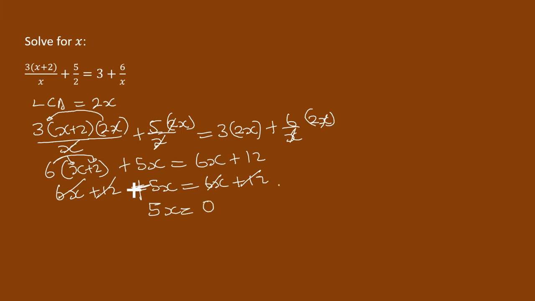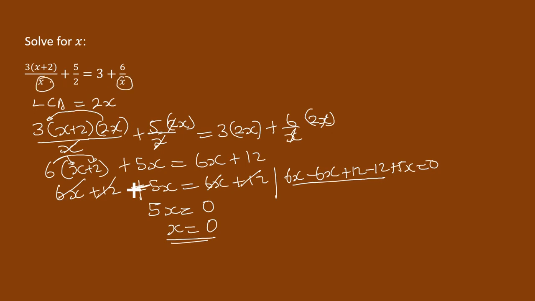Okay, let me do the transposing here so that you can see where the 0 is coming from. 6x minus 6x plus 12 minus 12 plus 5x is equal to 0. So all this is 0. Then divide by x both sides, so it means x is equal to 0. But can x be equal to 0? No, because if x is 0, this becomes undefined, so x cannot be equal to 0. So this one, there's actually no solution.